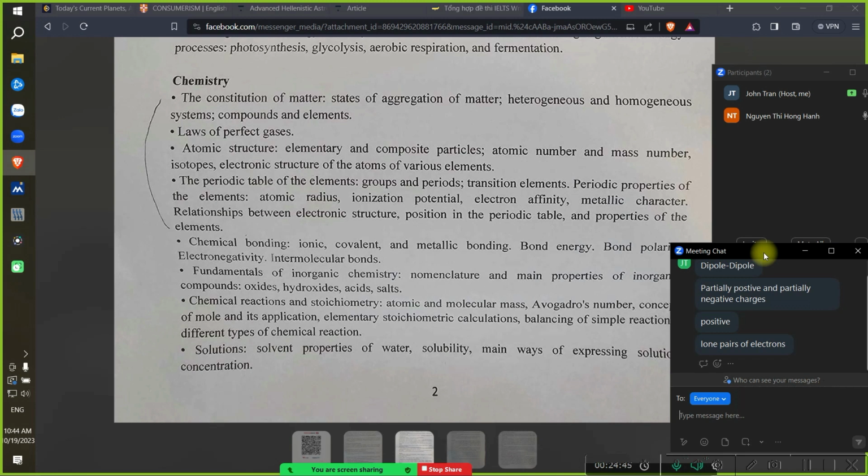For example, sodium chloride, yes. It's all English now. Or potassium iodide, right? Iodide. Calcium fluoride.